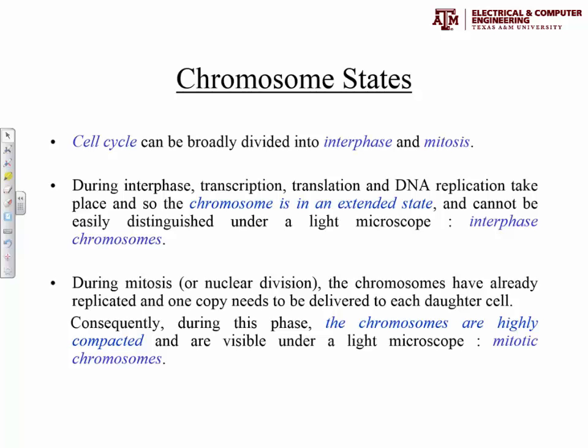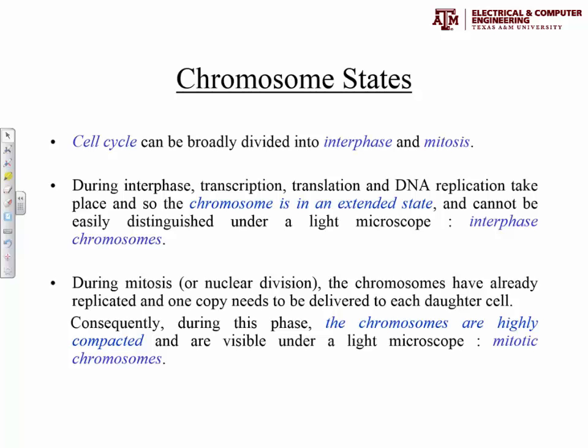But this cell cycle can be broadly divided into two phases. One is called interphase and the other is called mitosis. Mitosis is the division of the nucleus of the cell. So there'll be cell division, followed by growth, then again cell division and so on. So whenever the cell is dividing, you're calling it mitosis, and the period in between each cell division is referred to as interphase.